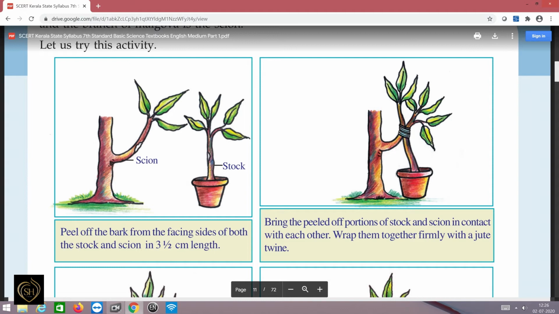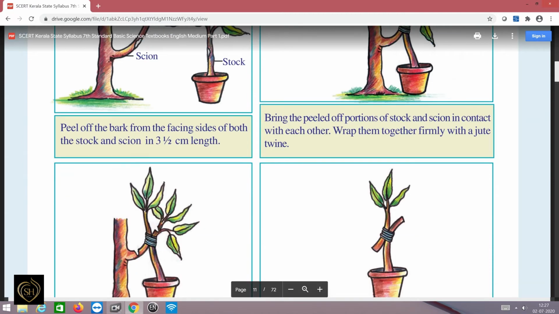Then what to do? The second step is to bring the peeled off portions of the stalk and the scion in contact with each other. You join the facing, removed bark portions together and wrap them firmly with a jute twine. Using a jute twine, you wrap tightly and firmly together.